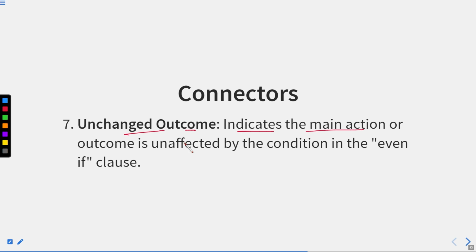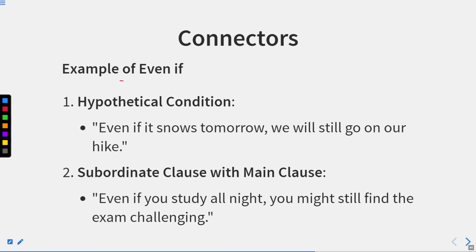Unchanged outcome: it indicates the main action or outcome is unaffected by the condition in the even if clause. If we write only if, that will not present two clauses which contradict each other. But here this will show the unchanged outcome, or if we combine two clauses with the help of even if, that will definitely show the contradiction from the beginning of the sentence. Now, examples of even if. Hypothetical condition: even if it snows tomorrow, we will still go on our hike. Subordinate clause with main clause.